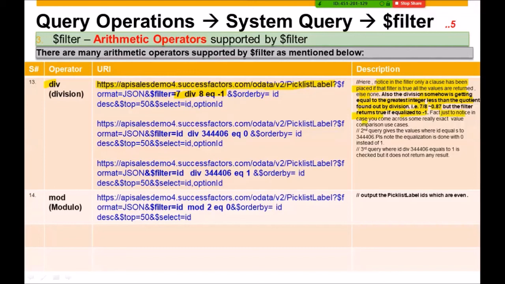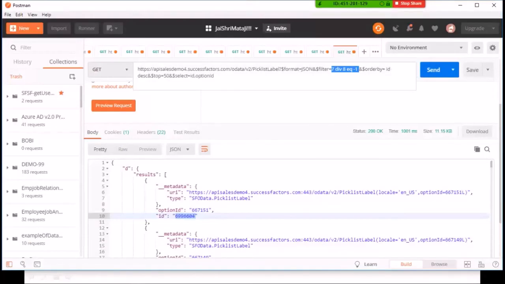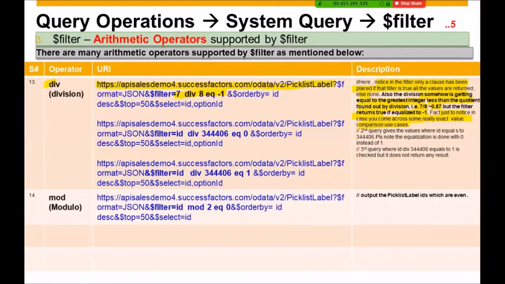In fact, just to notice in case you come across some really exact value comparison use cases. This is one of the things that we need to take into consideration: 7 divided by 8 somehow equals -1 is showing up. Why? Because somehow it is getting equal to the greatest integer less than the quotient found.